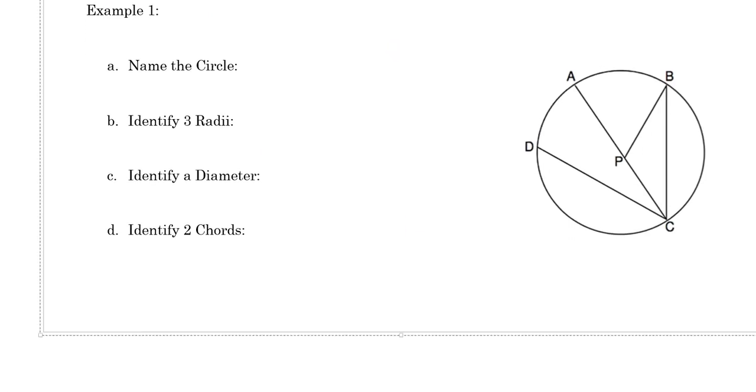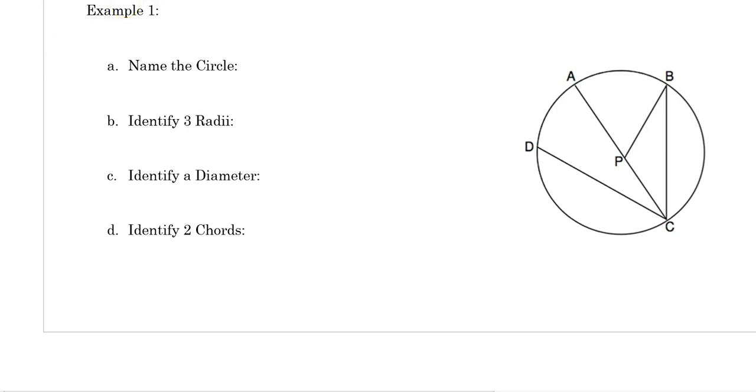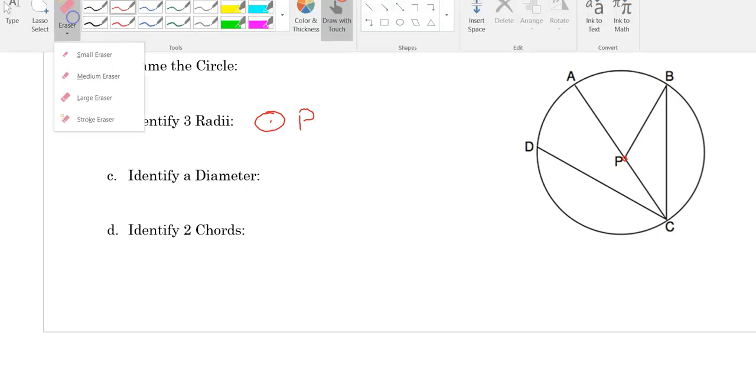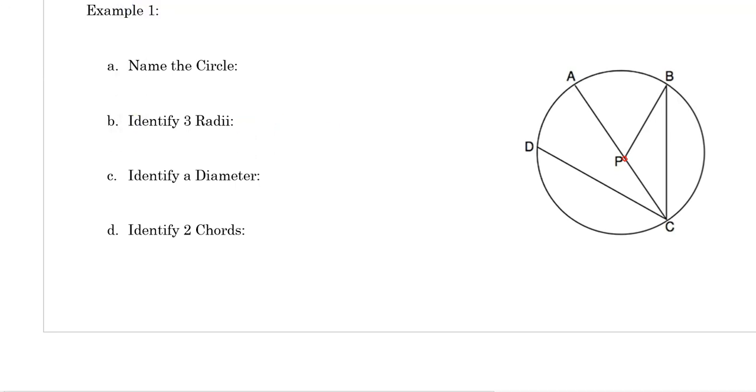Okay, so the first thing we want to do is name the circle. Remember, we name the circle by using the middle of it. At the middle of this circle is P. So I make the circle mark and P. So this is circle P. Sorry, I don't know why I put it under radii.